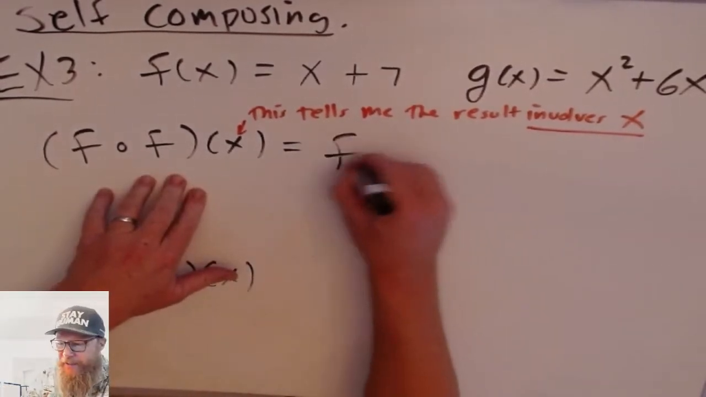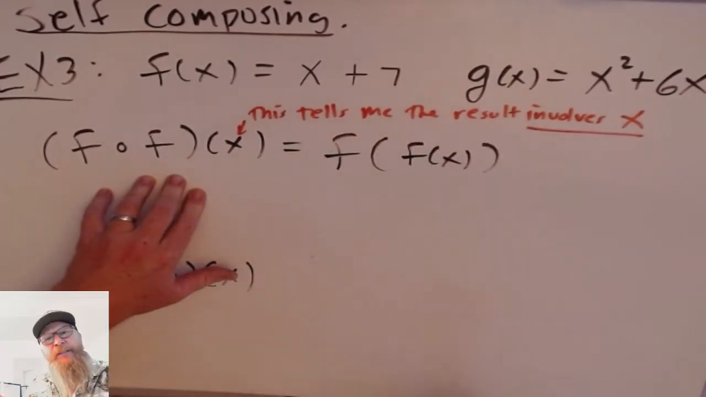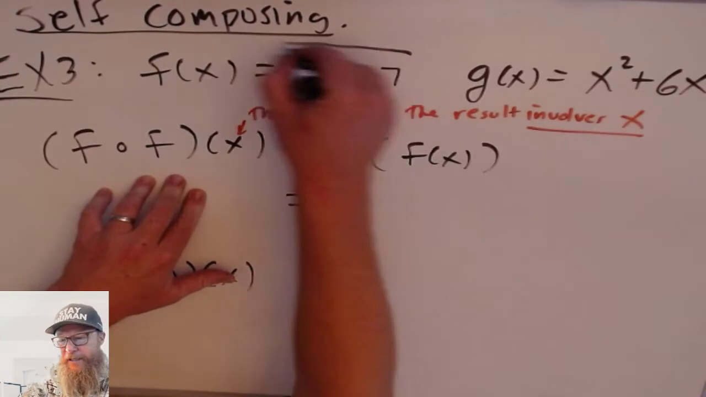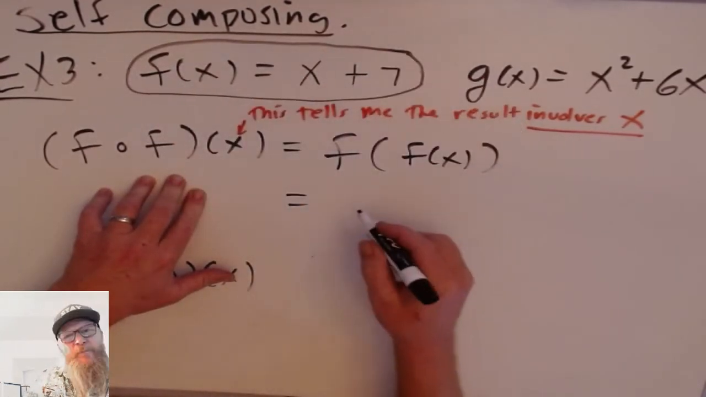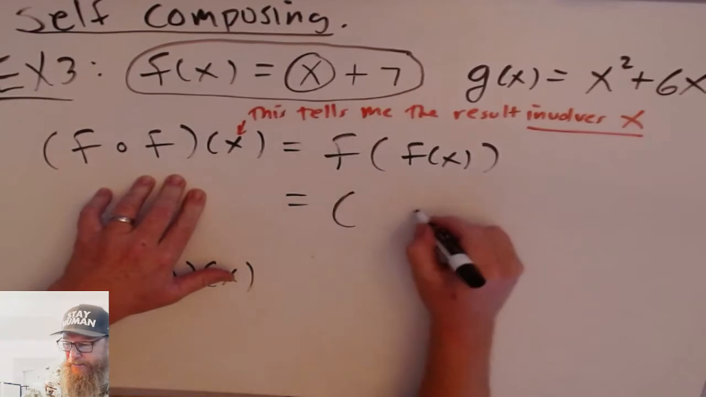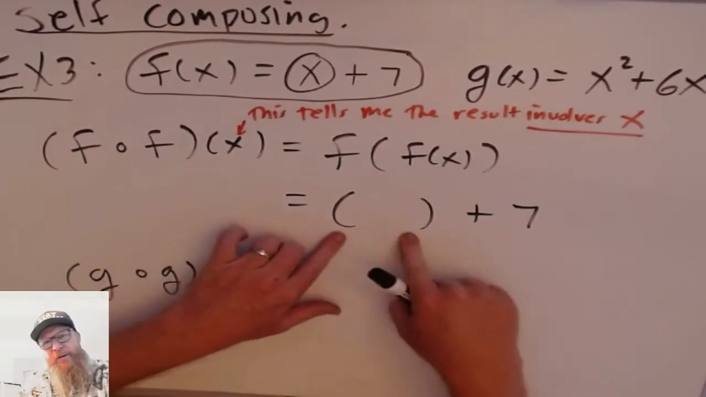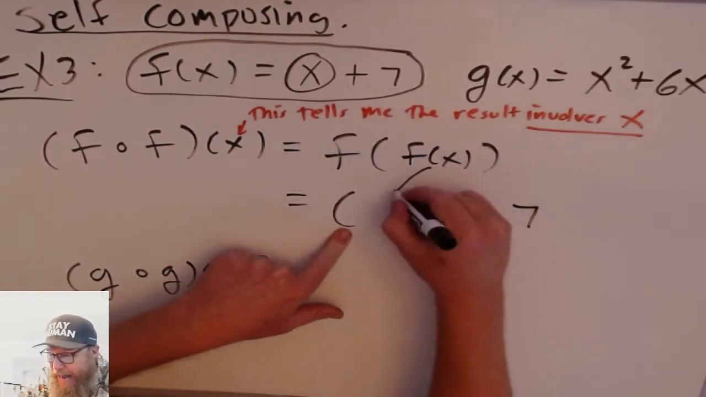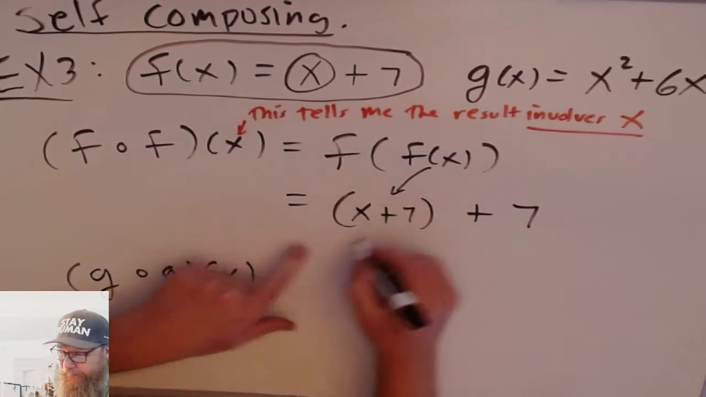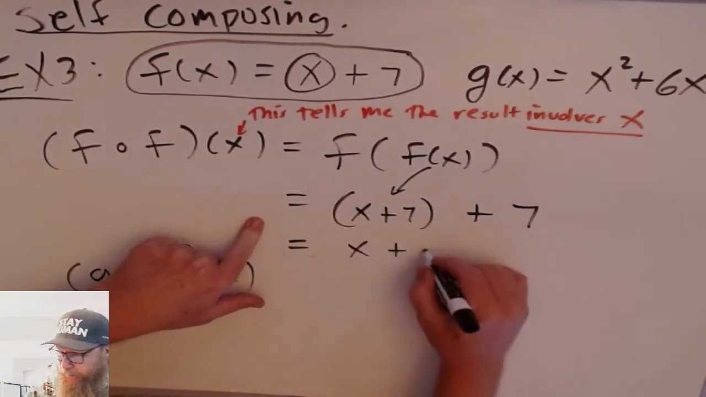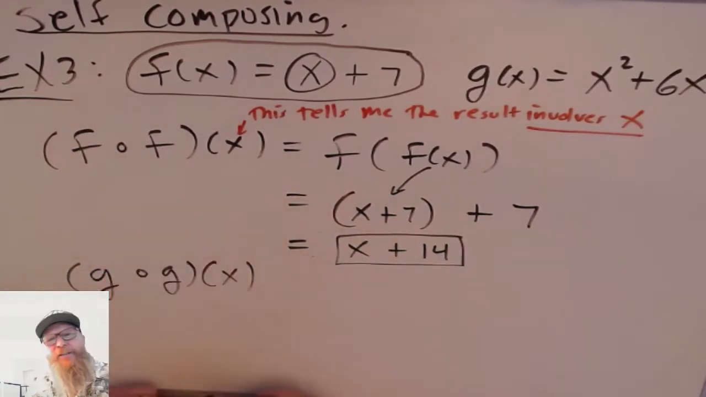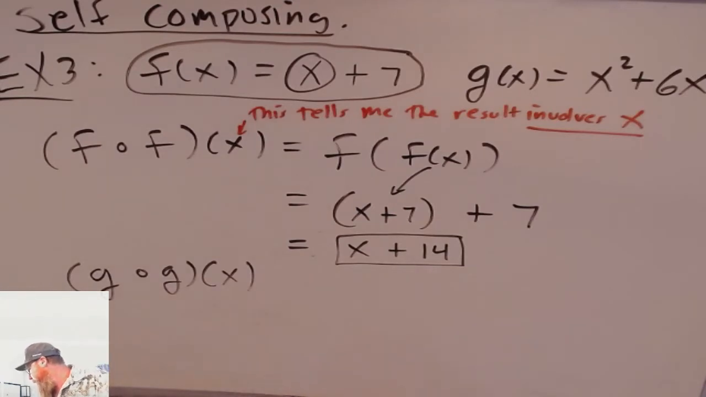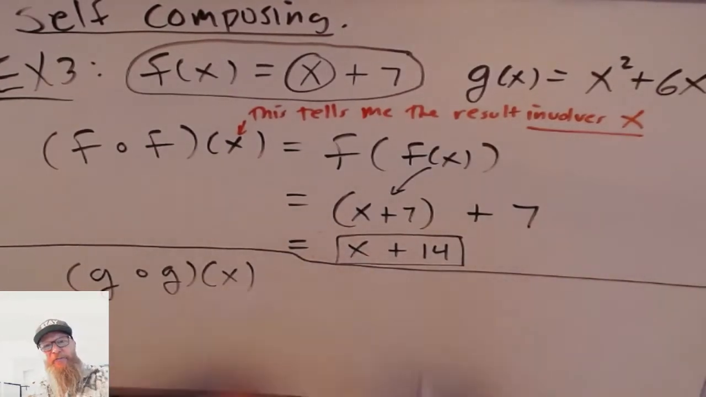So FOF means to put F inside of itself. So this is only going to use this function F. Remove the X. So X becomes blank. And then put F inside of itself. And you can remove the parentheses now, and you're just going to get X plus 14. So this is F composed with F.